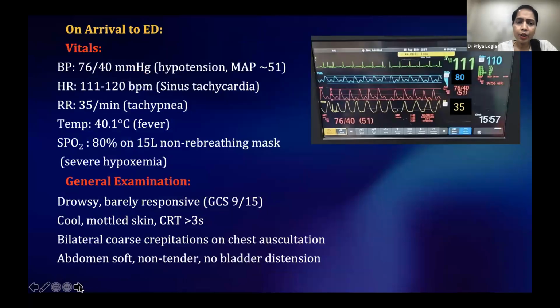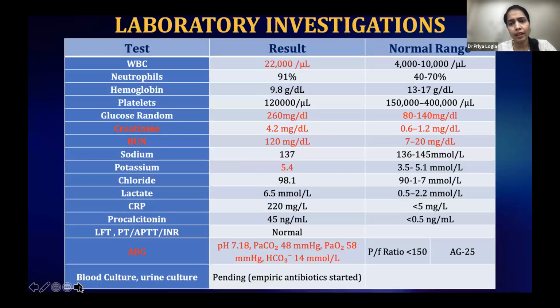In the ER, she was found to be hypotensive with a BP of 76/40. She was clearly tachycardic with a heart rate of around 120. She was tachypneic. She was febrile. And she was severely hypoxemic with a saturation of 80% on a non-rebreathing mask. She was barely responsive to commands. Her GCS was E2, M5, and V2. She had cold mottled skin and a capillary refill time of more than 3 seconds. She had coarse crepitations on auscultation.